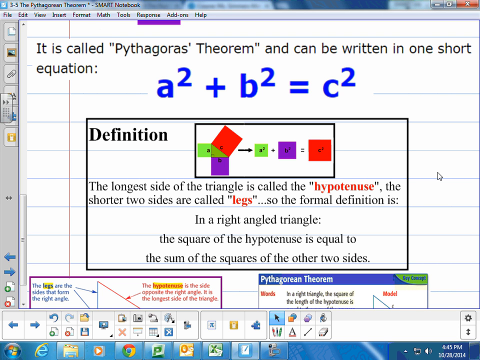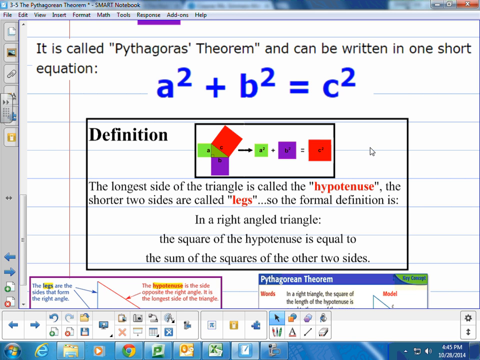So the longest side of a triangle is called the hypotenuse. The shorter two sides are called legs, okay? So the legs right here are kind of what the triangle stands on. If you turn it either way, you usually place it on one of its straight edges. So a and b are its legs. c is the hypotenuse. The formal definition of this is: in a right-angled triangle, with a right angle there, the square of the hypotenuse, squaring that side length, is equal to the sum of the squares of the other two.